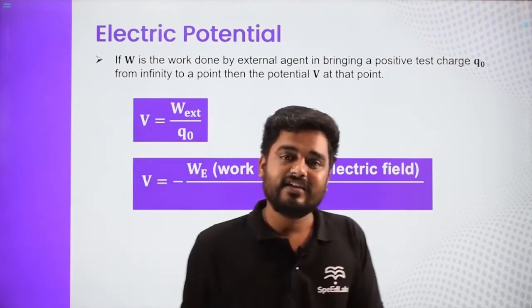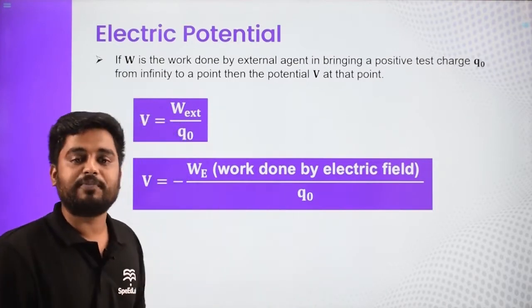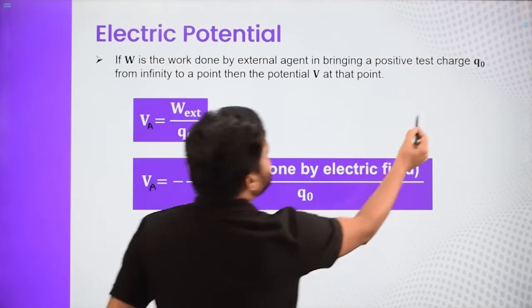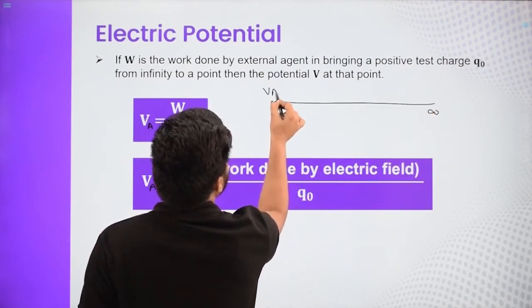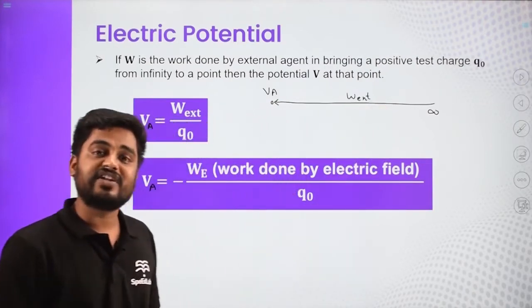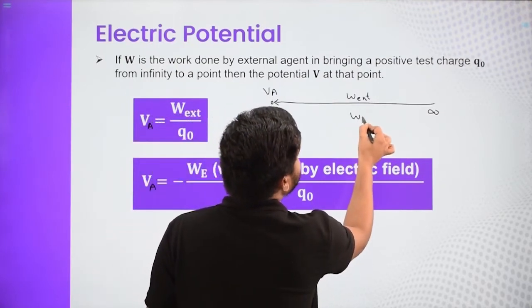Now, if we are talking about the work done by the electric field, there is a condition. When you bring that point charge from infinity all the way up to that particular point, let us call that point A, we are bringing our charge from infinity all the way up to this point, and the potential over here is A. We are doing W work. So work done by external force is W external and work done by electric field is WE.